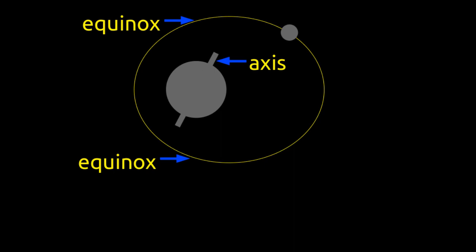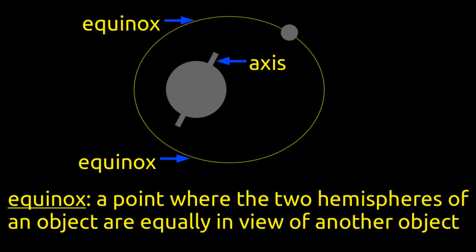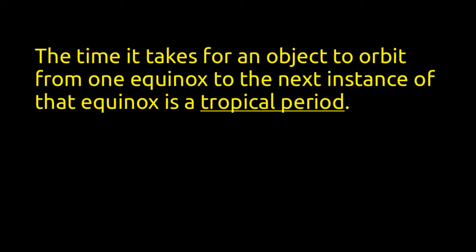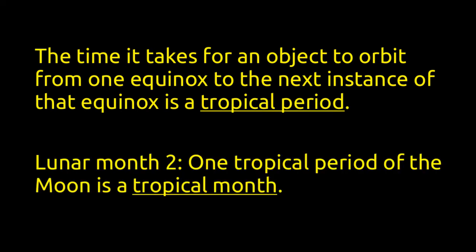If the axis of an object is not perpendicular to the plane of an orbiting object, then one could define a complete orbit around this object as being from one equinox to the next instance of that equinox. Usually, when we talk about equinoxes, we're referring to the Earth with respect to the Sun. But we could extend this concept of equal hemisphere exposure to the Earth with respect to the Moon. The length of this orbit is the revolving object's tropical period.